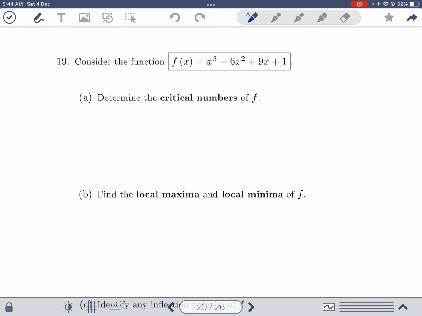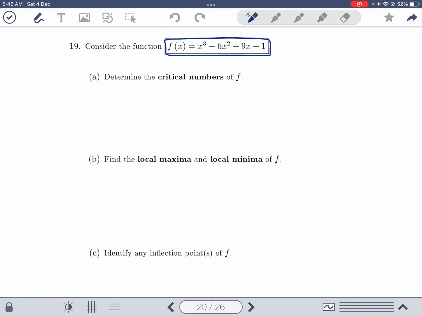Okay, in this question, we have a cubic polynomial here, a function f, in which the highest power of x is 3, and all of the powers are positive integers. So this is a polynomial of degree 3. In any case, the first question is to determine the critical numbers of f.